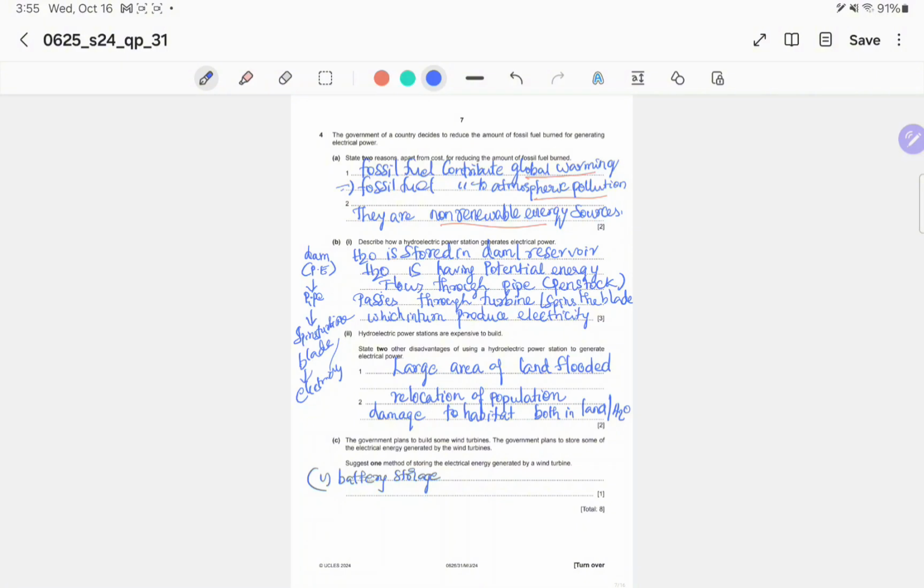Second thing, pumped hydro storage. In this method, the excess electricity is used to pump water from the lower reservoir to a higher reservoir, effectively storing the energy. This is one of the cheapest methods they are using, the least expensive method.